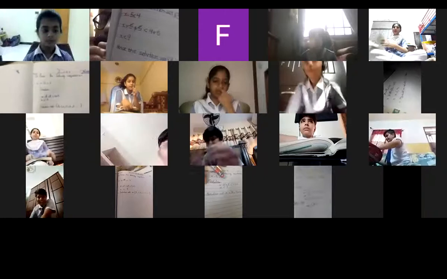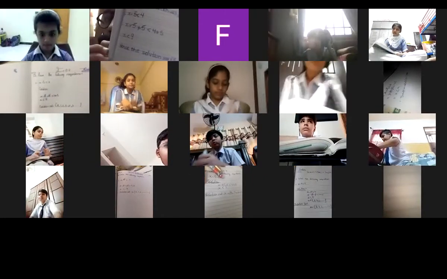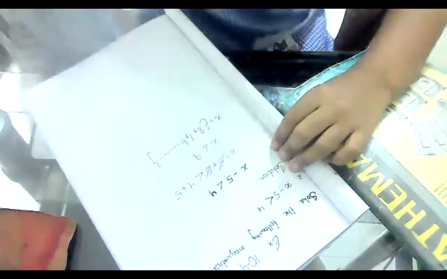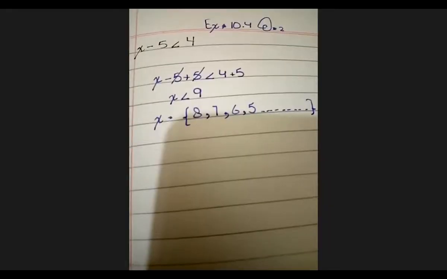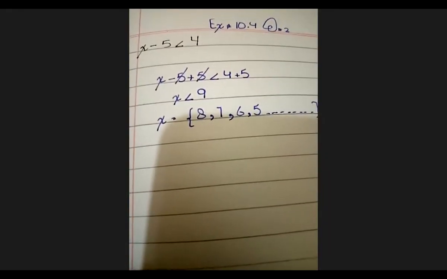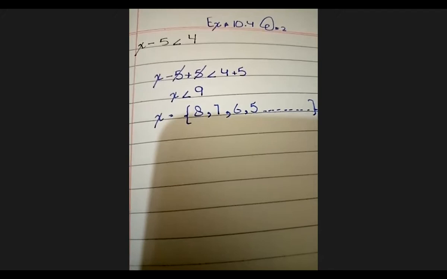Okay, now start from Miram. Yes, Miram, please share. Okay, x is less than 9. Okay, fine. Here write solution set. Right, solution set. Less than symbol. Okay, next is Javeria. Okay, fine. Write down solution set. Aiza.